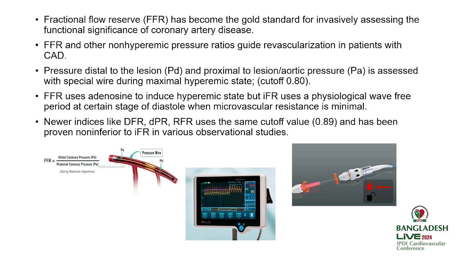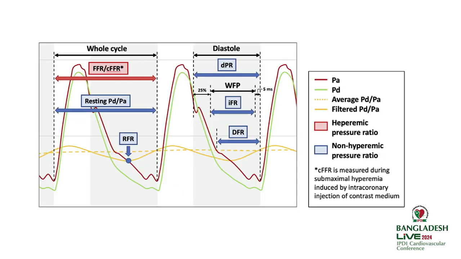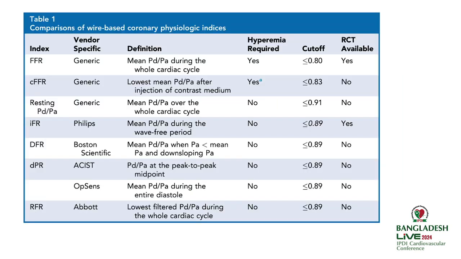Newer indices like DFR, DPR, and RFR use the same physiological assessment as iFR, and they have been proven non-inferior to iFR in different observational studies. This is the cardiac cycle. FFR assesses the whole cardiac cycle, while DFR and iFR assess the specific period of diastole when there is maximal hyperemia and minimal coronary artery resistance. These are different names from different vendors for the same physiology and mechanism as iFR.